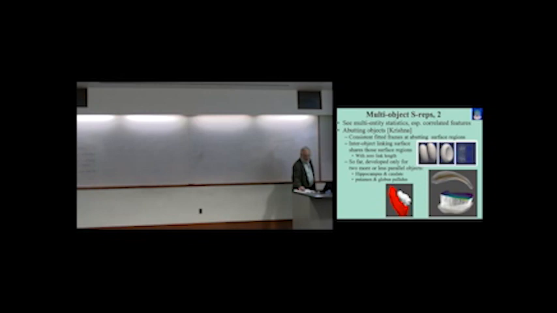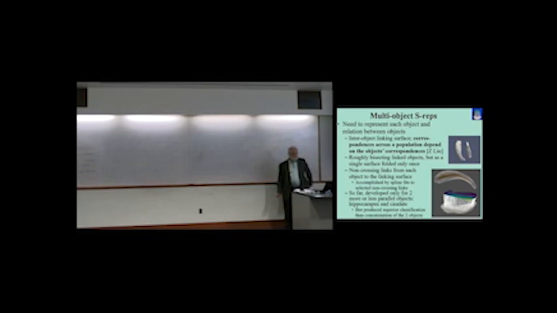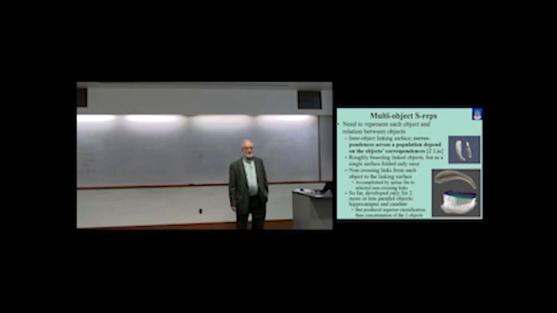I'm continuing on now with these SREPs, which are skeletal models discretely sampled on the skeleton, with spokes both from the top side of the skeletal sheet, the folded skeletal sheet, and from the bottom side and from the fold. And I talked last time about multi-object models.